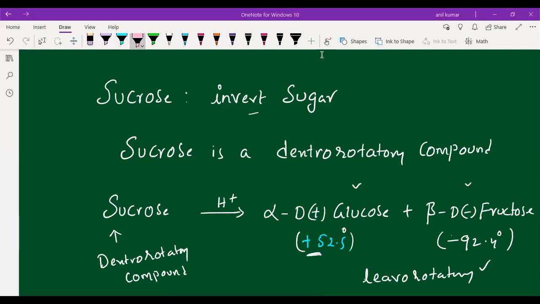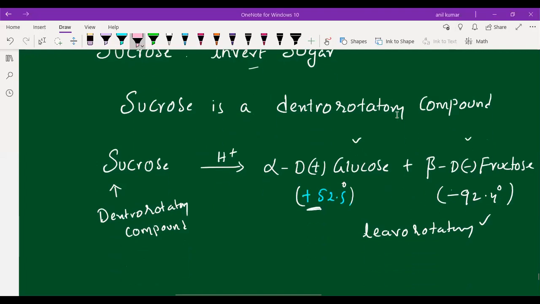So here, let us discuss. Now you see, students, how much angle it will rotate: plus 52.5 degrees. And if you take fructose, it has minus 92.4 degrees. So you see the rotation. Fructose is rotating to how much extent, students? Fructose is rotating to minus 92.4, whereas glucose is rotating to only plus 52.5.